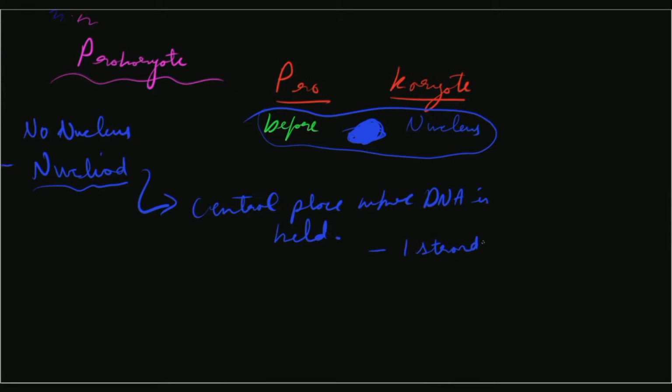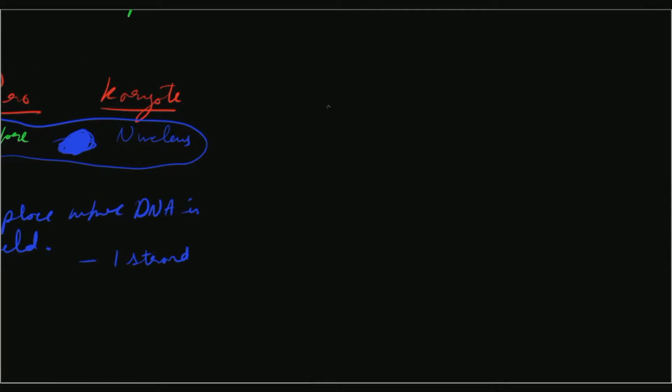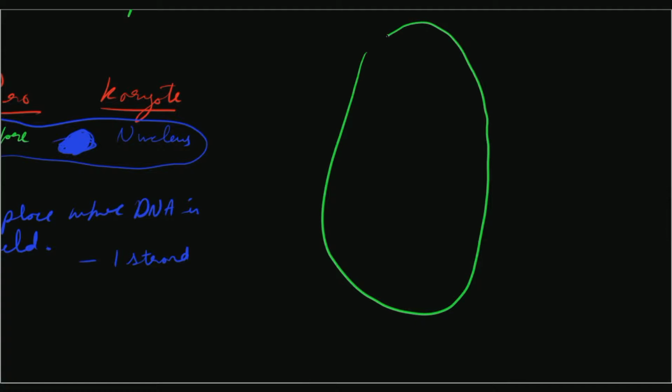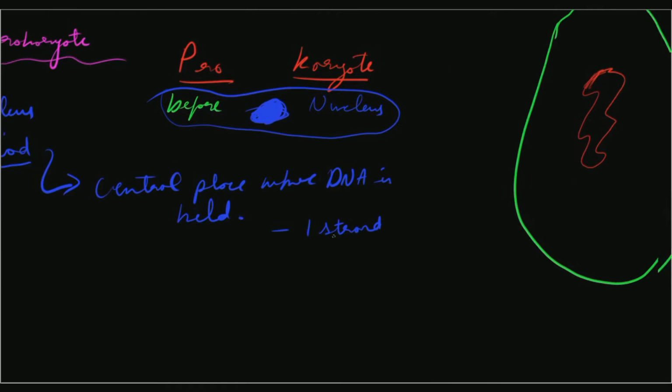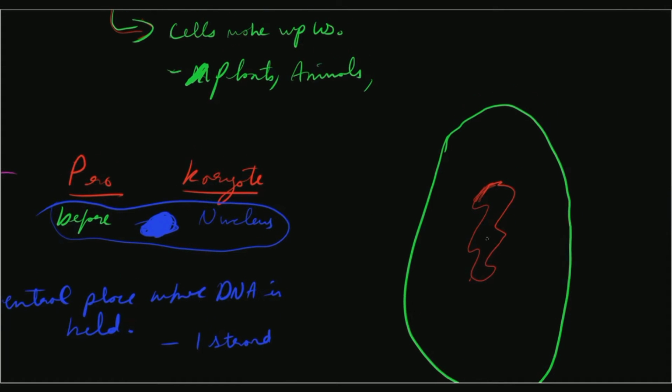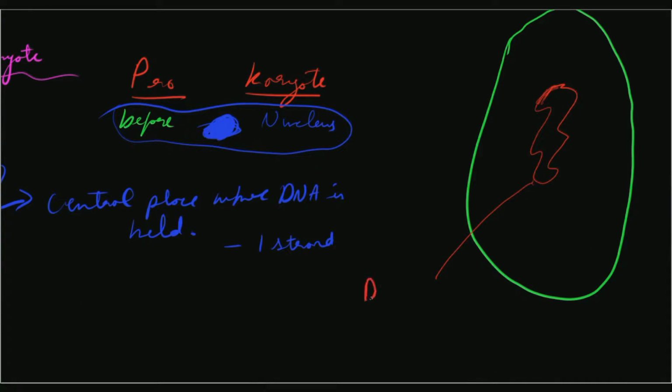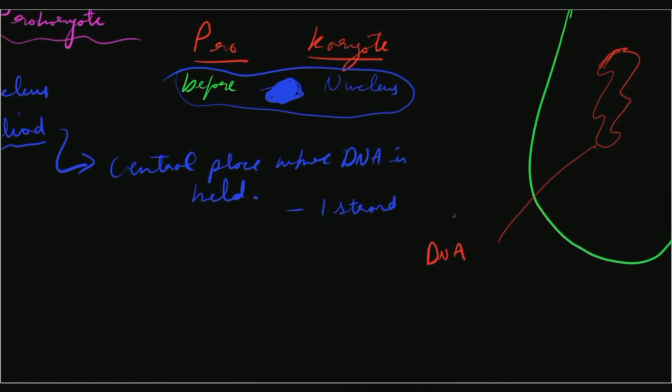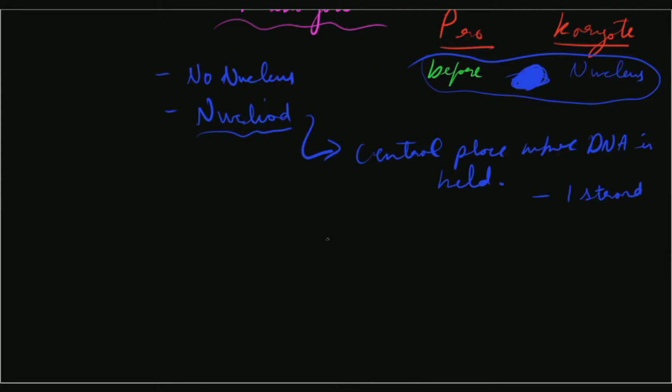So let's go ahead and start to draw a simple picture of a prokaryote. Sorry for my drawing, but you'll have this prokaryote in a capsule type figure, and I'll have the nucleoid. So you have one big strand of DNA in the middle. This would be the DNA. Let's go ahead and label it. So this would be DNA. Okay, so now we have the nucleoid.